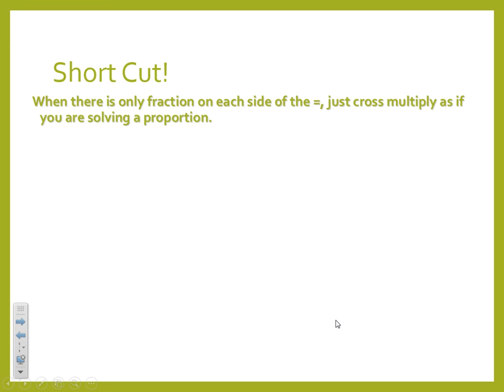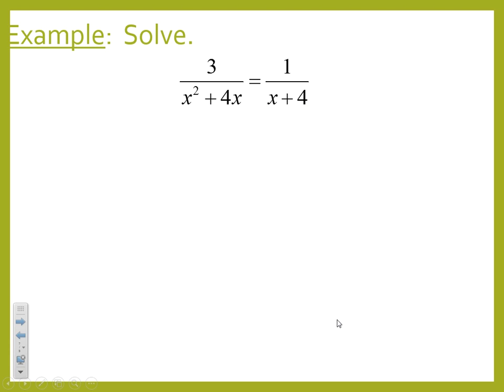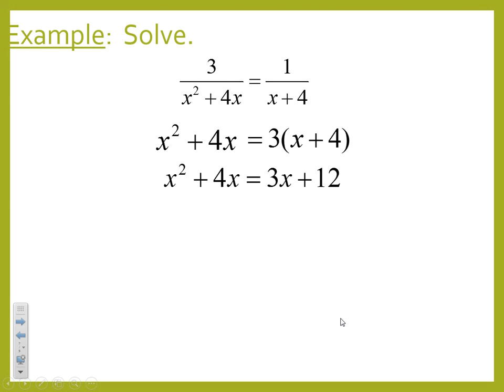All right, so what happens when we just have two ratios set equal to each other? We can take a shortcut. And that shortcut is just to cross multiply as if you were solving a proportion. So here's our first example. We're going to cross multiply 1 times x squared plus 4x, and then 3 times the x plus 4.